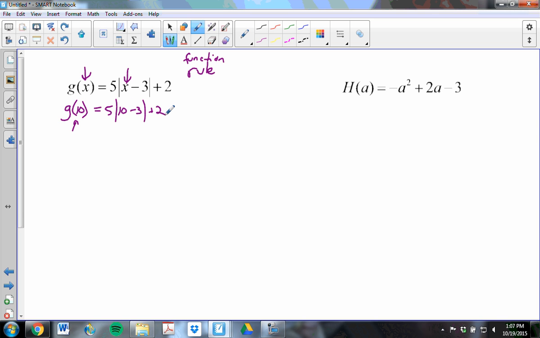10 minus 3 is 7. 5 times 7 is 35. So I'm really doing 35 plus 2. So g of 10 is 37. I now know that if I plug in a 10 for x, I get out a 37 for y.